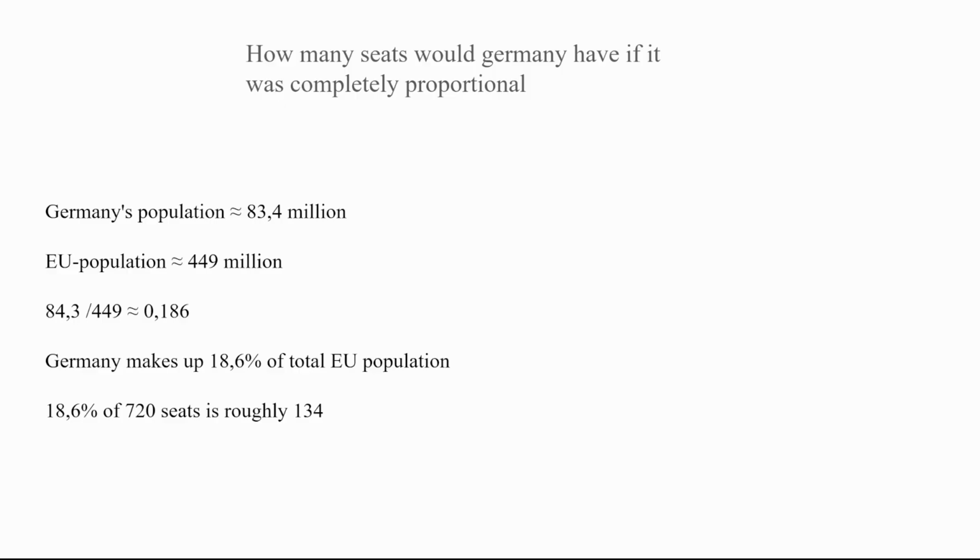And so 18.6% of the 720 seats in the parliament is roughly 134 seats. So, today Germany has 96 seats because they've reached the maximum and because of this degressive proportionality. So they have 96 when they would actually have 134 if it was proportional.